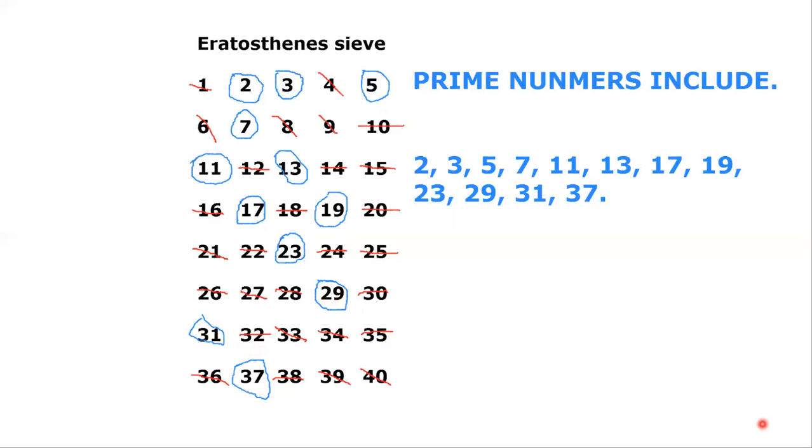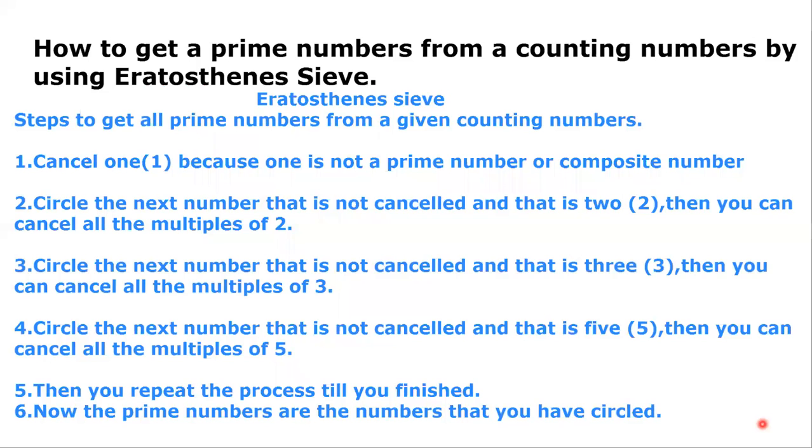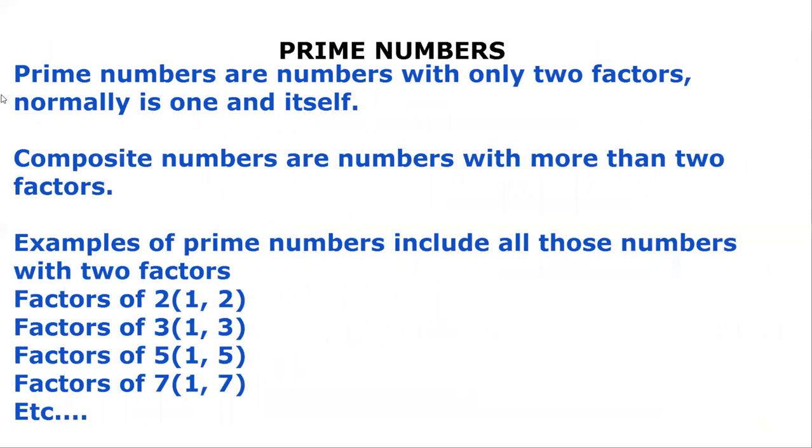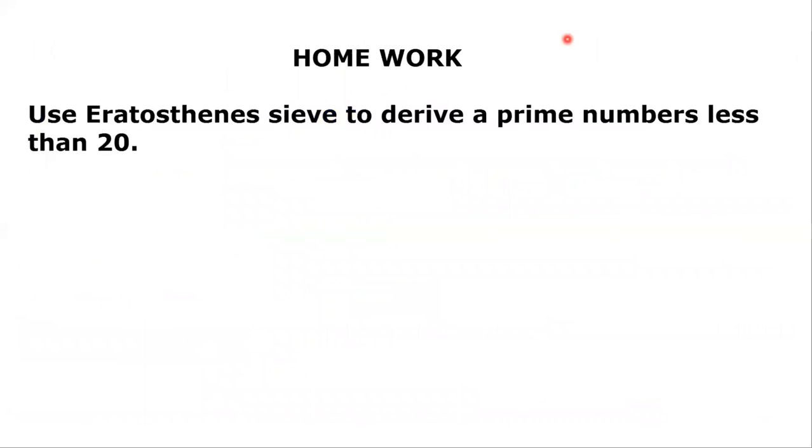You can write the notes. Okay. Remember, prime numbers are numbers with only two factors. Normally, one is neither. Composite numbers are numbers with more than two factors. Examples of prime numbers are copied. With the knowledge of the factors, you should be able to identify that these numbers are prime numbers and these numbers are not. So let me quickly move on to the homework so that you write it well.